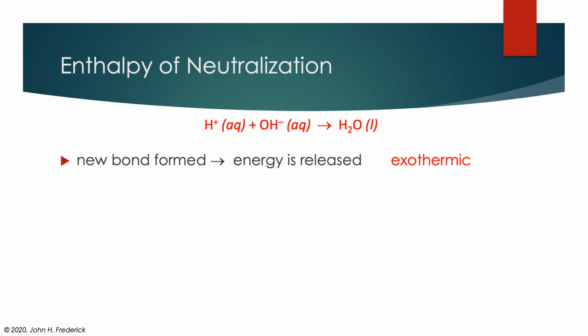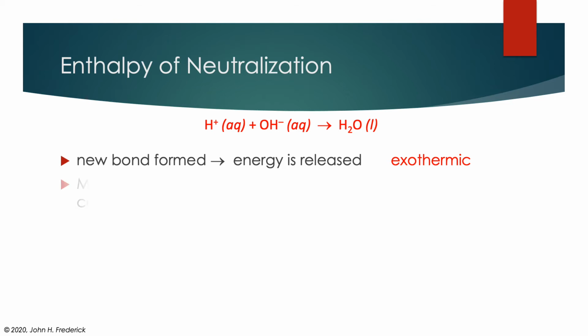One of the first things you should notice is that we're basically forming a new bond. We've got two ions that are going to come together to form a new covalent bond between hydrogen and oxygen. So whenever a new bond is formed, that means energy is released. So we should expect this to be an exothermic process.